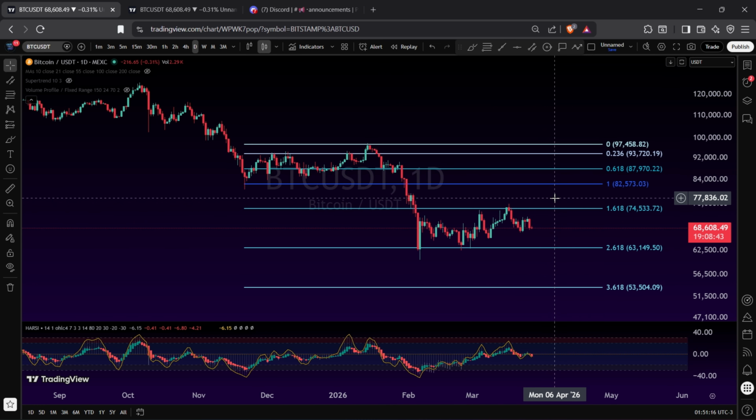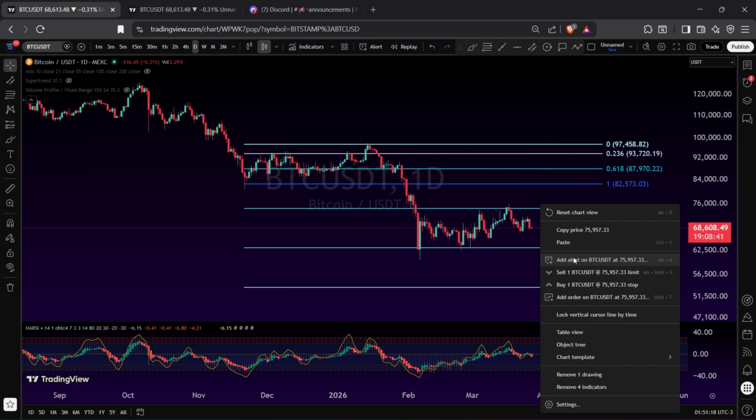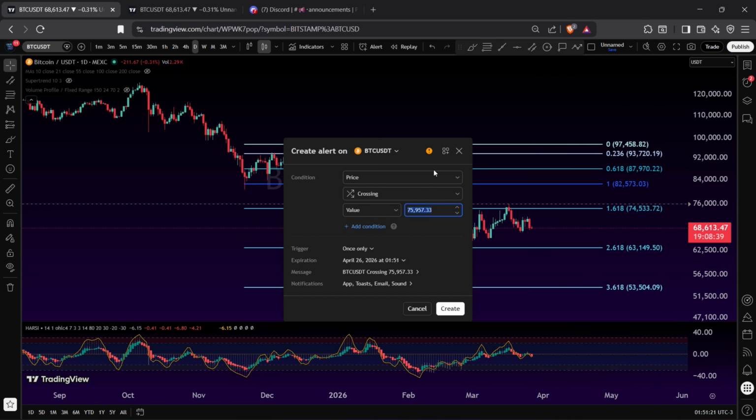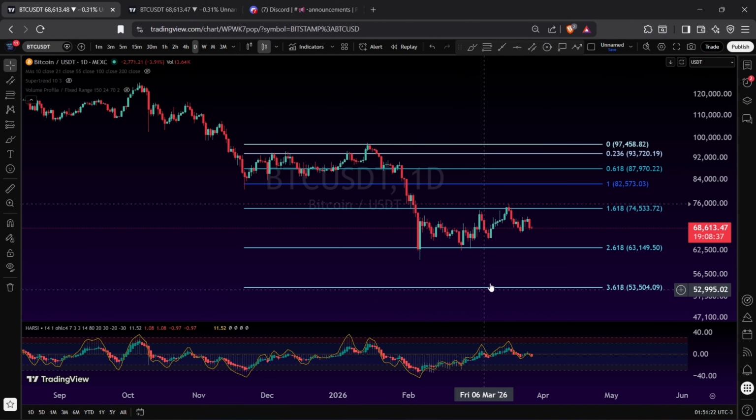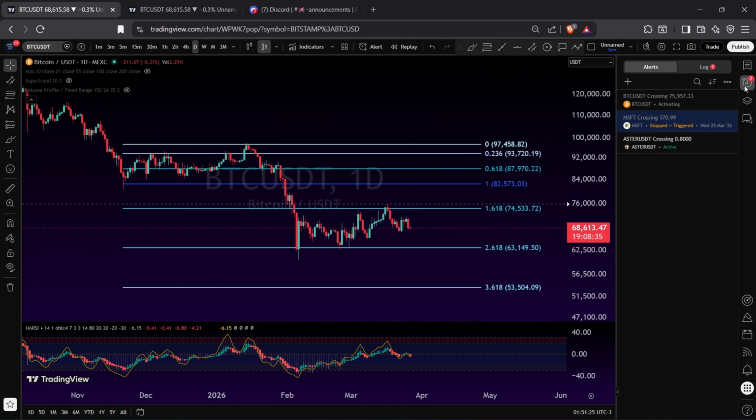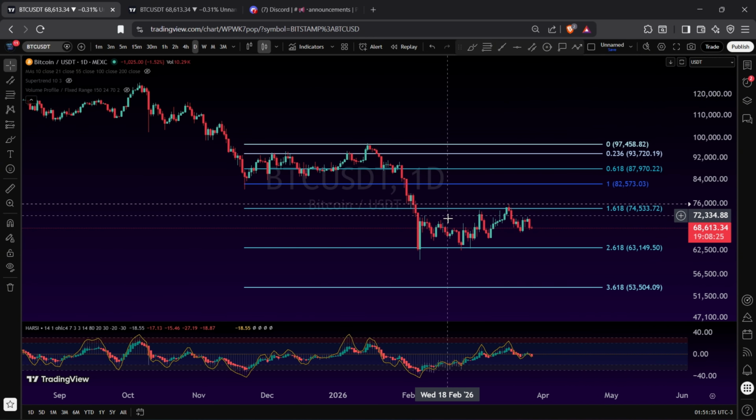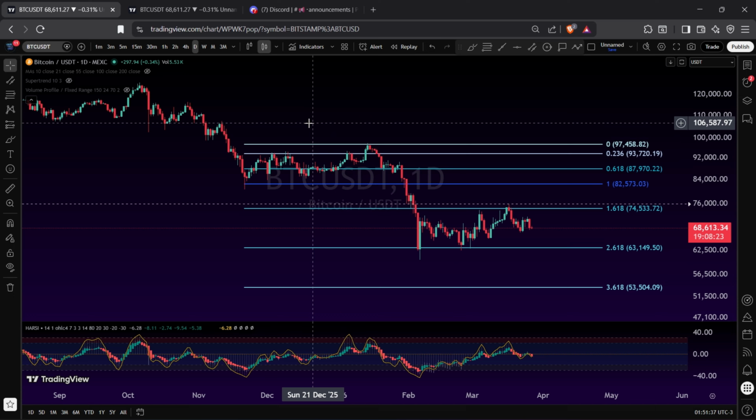I set TradingView to notify my phone and my email when price reaches my point of interest. Until that alert triggers, I do nothing. I protect my mental capital just as fiercely as my financial capital. Let the alerts do the waiting for you, so when you finally take action, you are executing from a place of calm objectivity. Finally, the 10th step is personalizing your workspace.